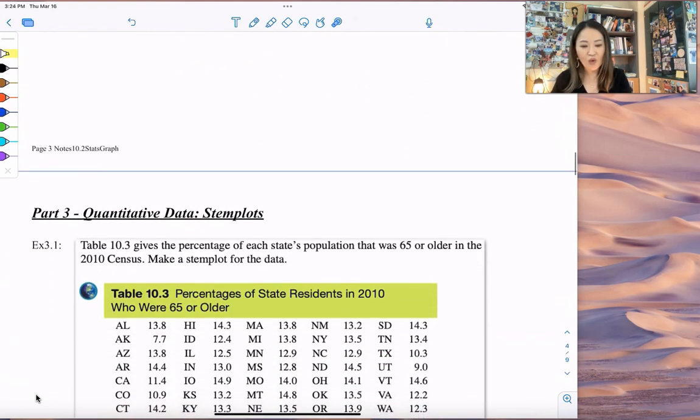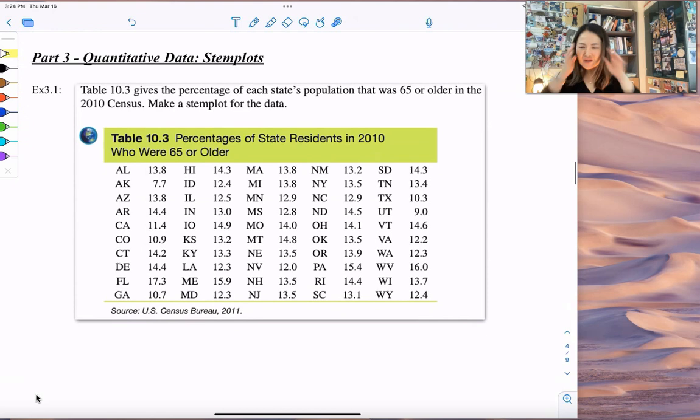And now we hit the quantitative data stem plots, okay? Do you know what stem plots are and how do you do the stem plot? All right, so stem plots, you're going to learn about stem plots and the strength and the benefits of a stem plot versus a pie chart or a bar graph, right? So make sure you study that. And you're going to do this particular stem plot by hand.